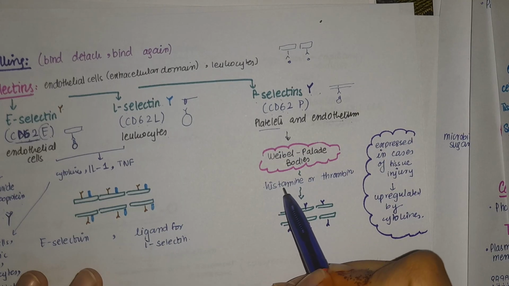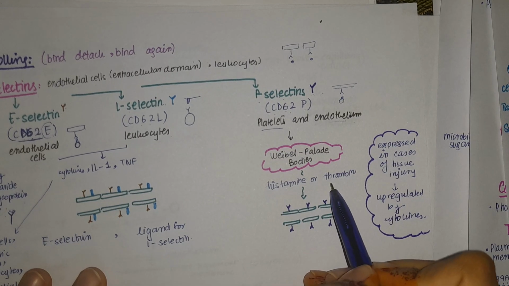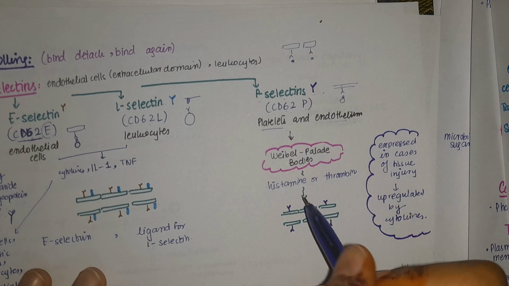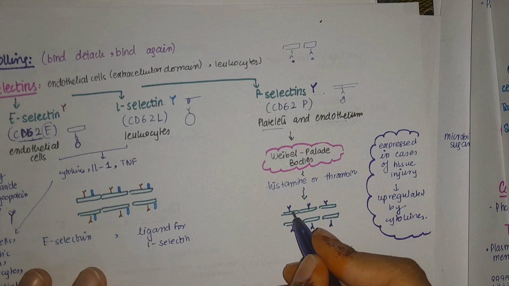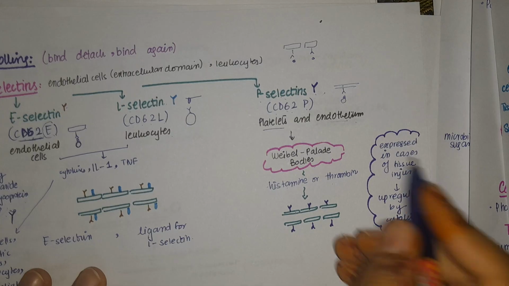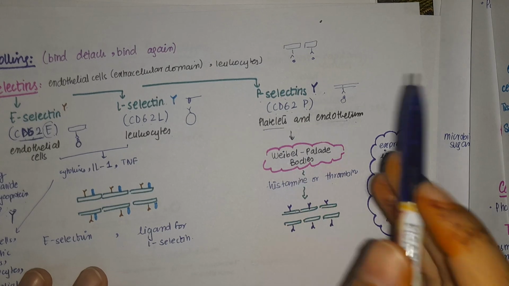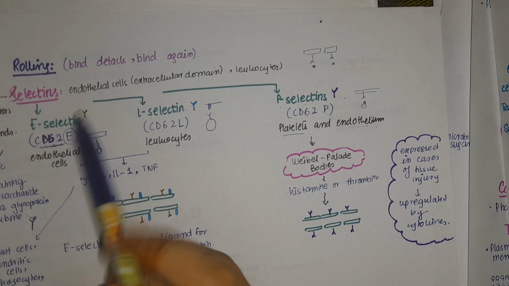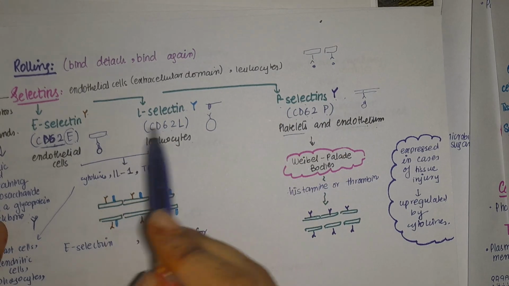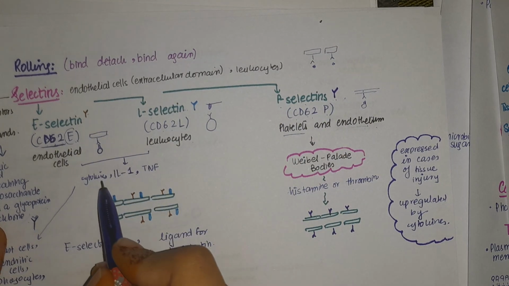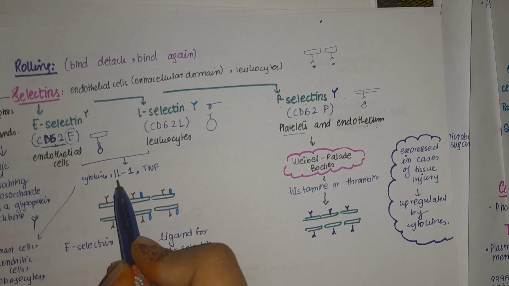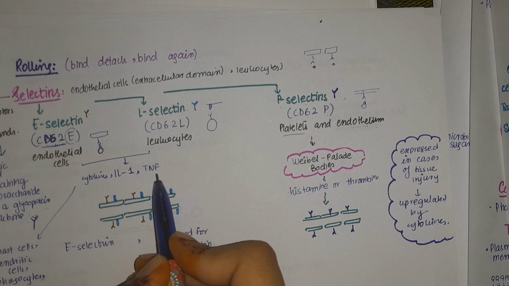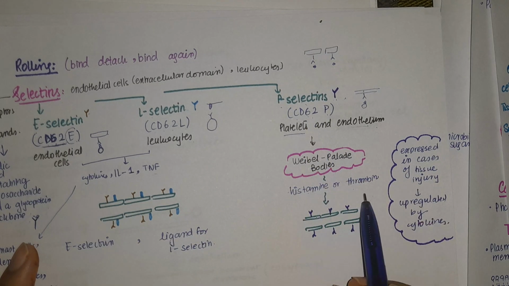And whenever there is histamine or thrombin released, these P-selectins express themselves on either the endothelial walls or on the platelets. Similarly, E-selectin and L-selectin are also stored somewhere, but they come to the surface whenever cytokines, interleukin 1 or tumor necrosis factor alpha, are released. So for P-selectin, we have histamine or thrombin.